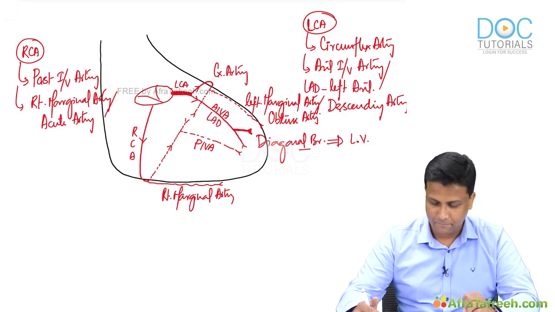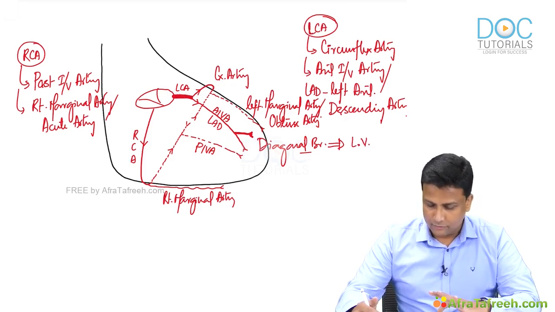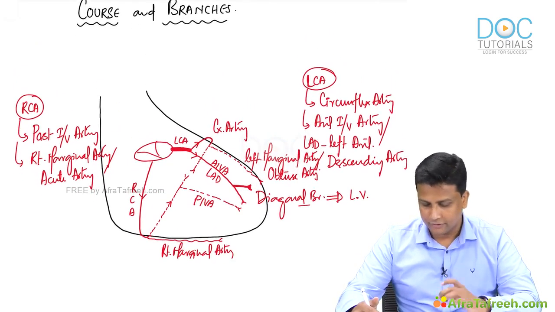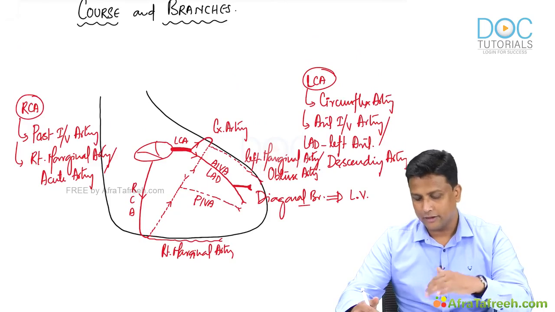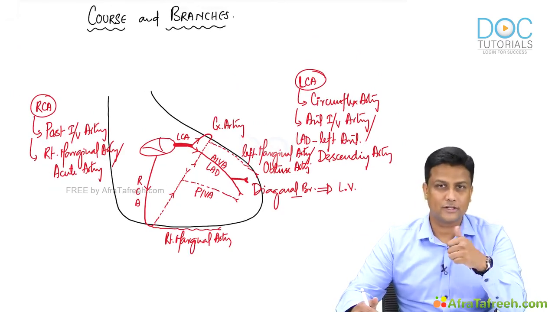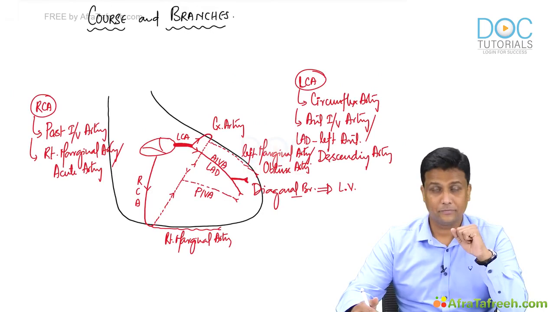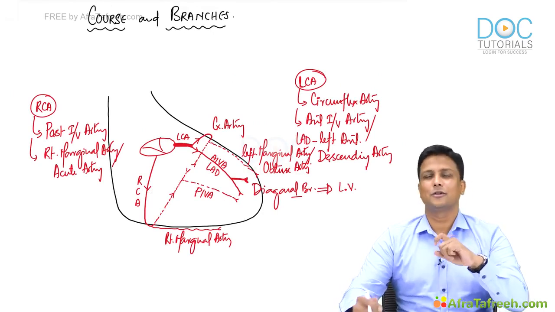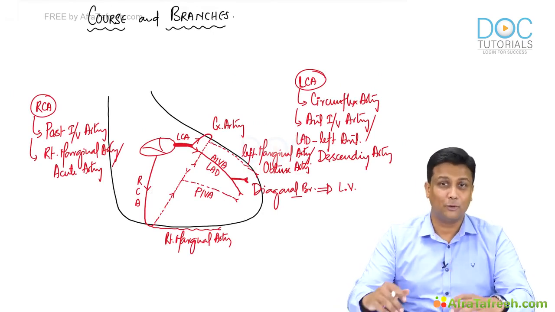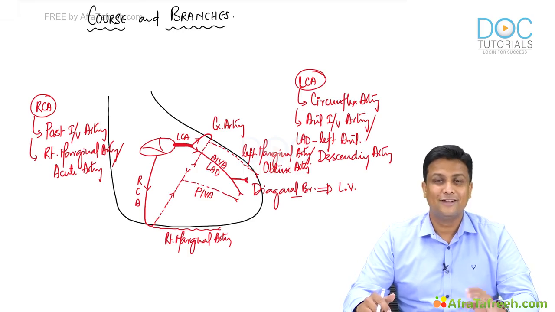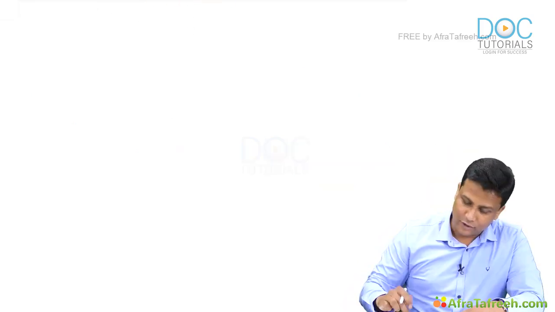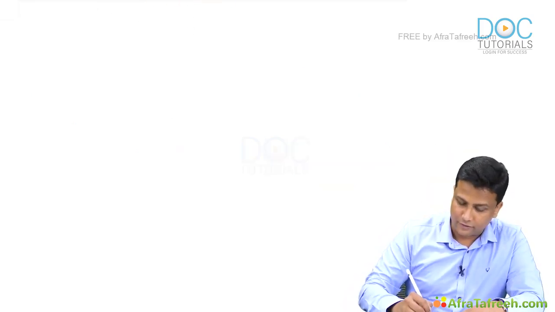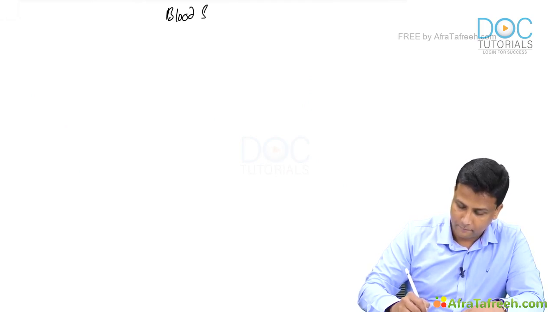Okay, done. So according to our planning, we are done with the origin of the coronary arteries, and not only the origin, we are done with the course and their branches. And after completing this, welcome to the most difficult thing for most of the students, that is blood supply. Which coronary artery will be supplying to which part of the heart? So let's learn the blood supply. And I promise you all, guys, I am going to make it damn easy for you people.